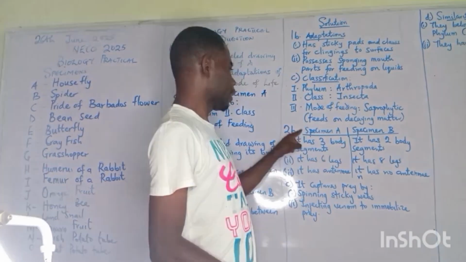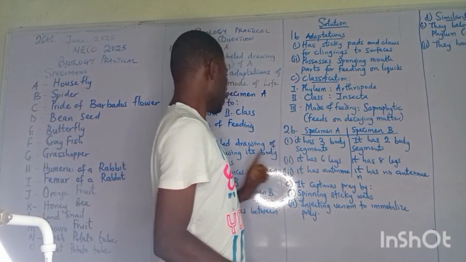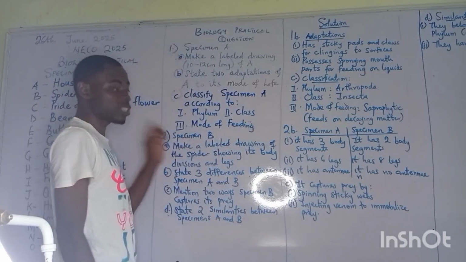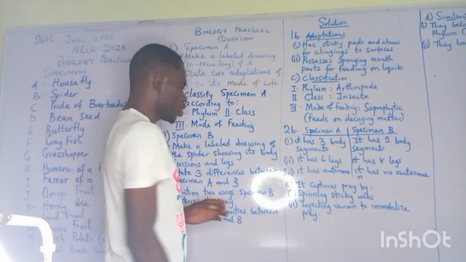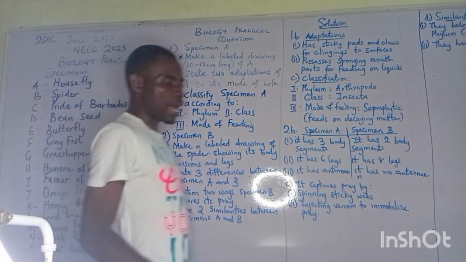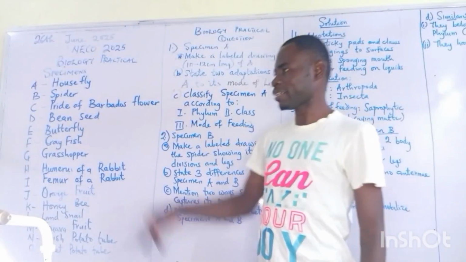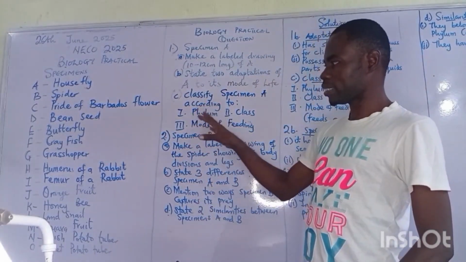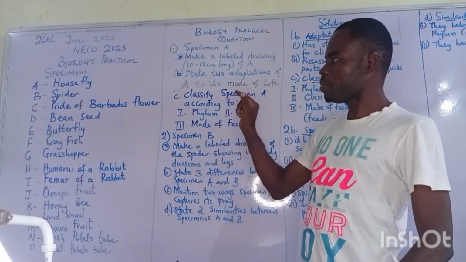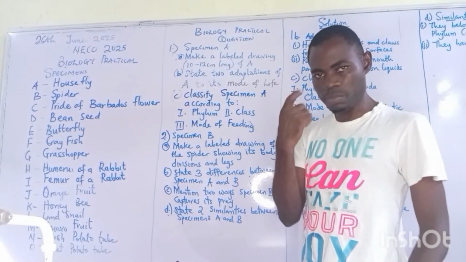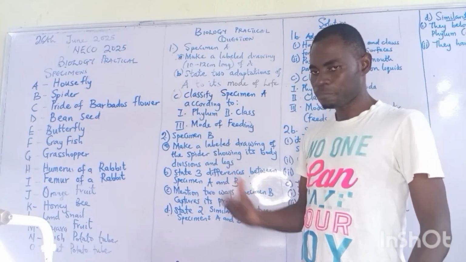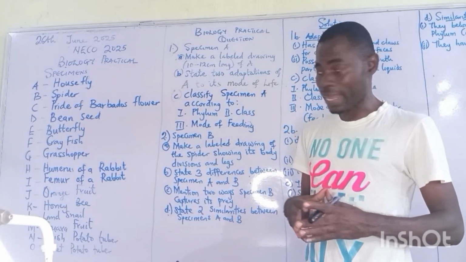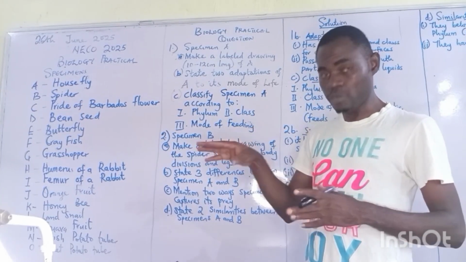So now I move to 2B. Before I go to 2B, I face my question. I am now on specimen B. What about specimen B? You know that specimen B is spider. I love this matching: specimen A housefly, specimen B spider. Definitely they must ask you the relationship between housefly and spider. In our community, in our environment, we know there's a close relationship between housefly and spider. Spiders feed on housefly.